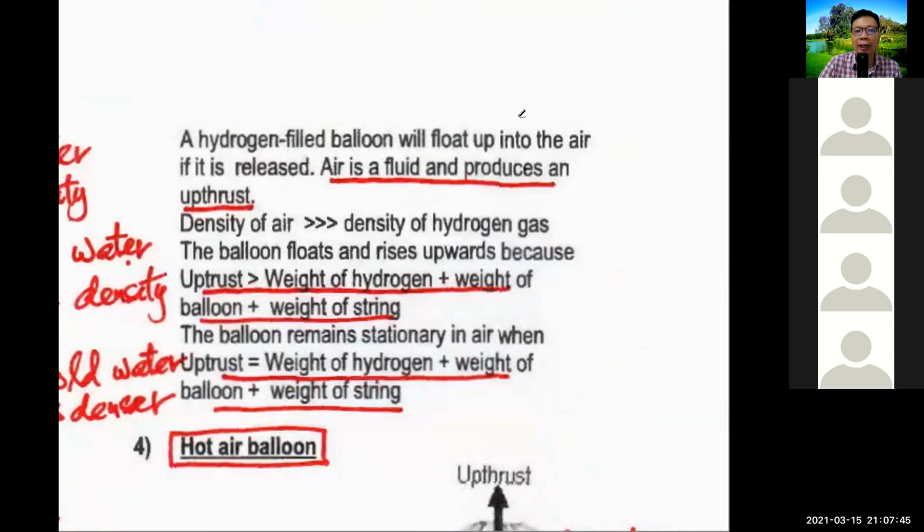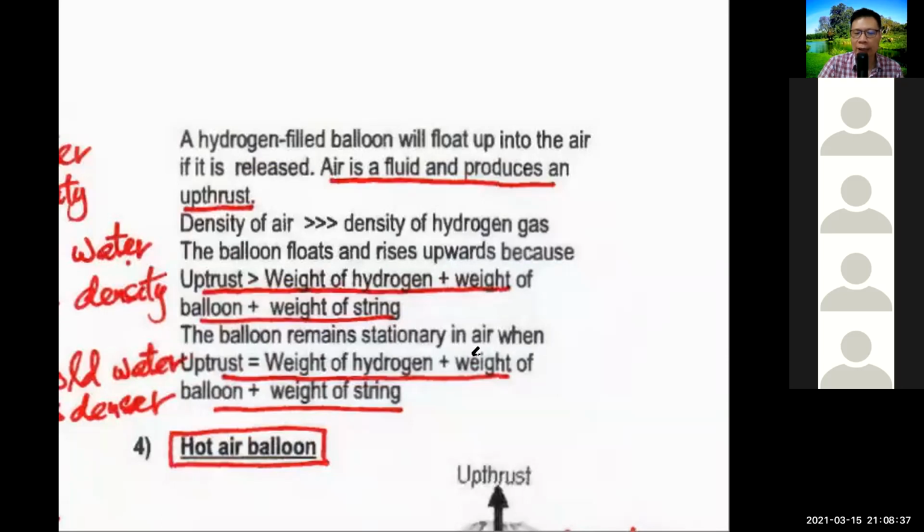Hydrogen filled balloon floats up in the air. Air produces upthrust. The density of air is bigger than the density of hydrogen. The balloon floats and rises because the upthrust is bigger than the weight of hydrogen plus the weight of the balloon plus the weight of the string. But it never says where the upthrust comes from; it never explains. So I told you to jot down already. The upthrust, the buoyant force, comes from the weight of air displaced. When it is bigger than the weight of everything, it will go up. The balloon remains stationary when the upthrust is equal to the weight of everything.